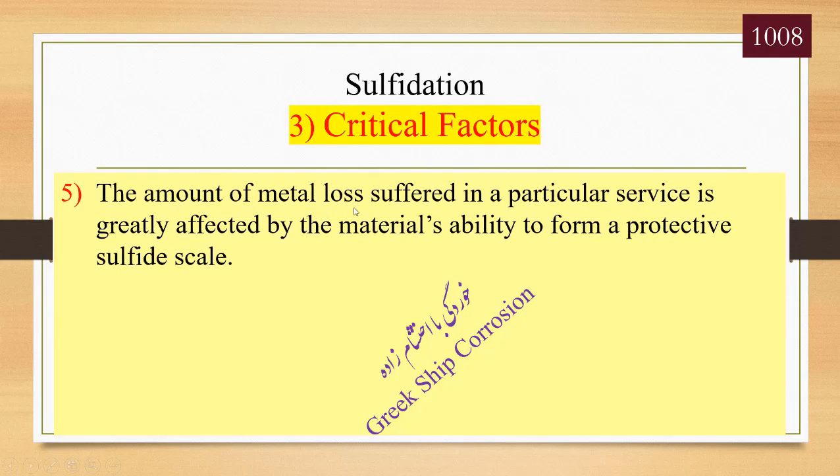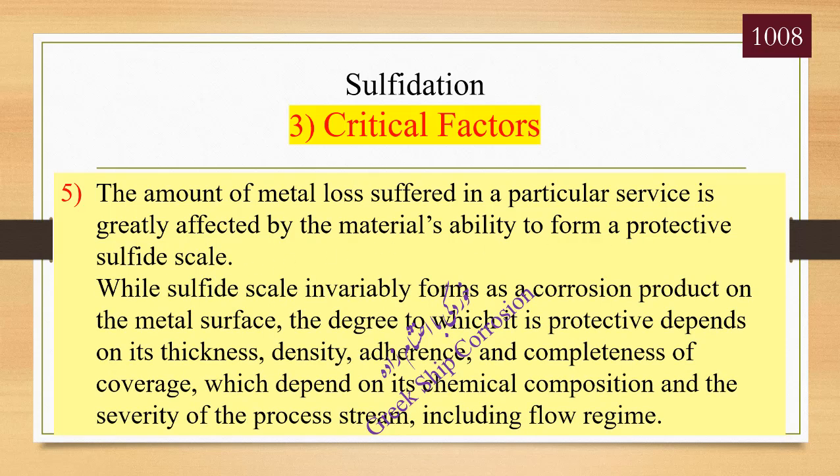5. The amount of metal loss suffered in a particular service is greatly affected by the material's ability to form a protective sulfide scale. While sulfide scale invariably forms as a corrosion product on a metal surface, the degree to which it is protective depends on its thickness, density, adherence, and completeness of coverage, which depend on its chemical composition and the severity of the process stream, including flow regime.